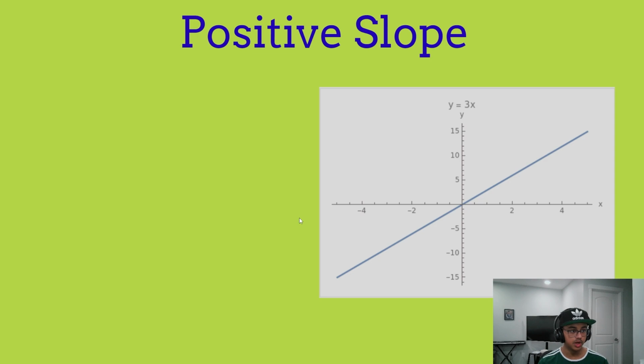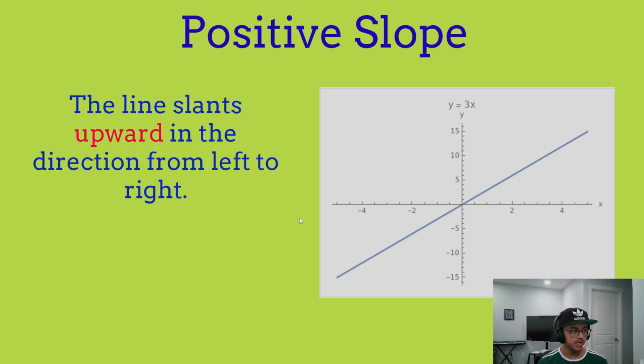Now let's go over what a positive slope is. A positive slope is a line that slants upwards from the direction of left to right. So in this case, we can see in this graph, this line is going from left to right and it's going upwards. So from this, we can see that this would be a positive slope.